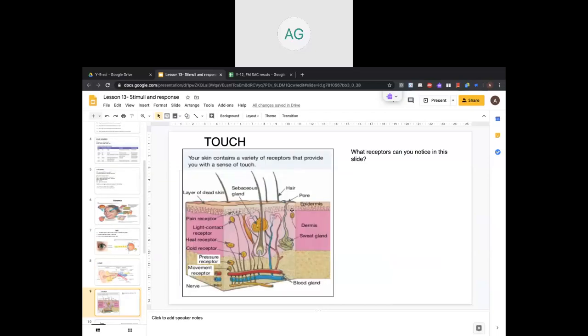Then for the touch, so you can see a lot of cells here for pain receptor, light contact receptor, heat receptor, cold receptor, pressure receptor, movement receptor, and the layer of dead skin. So just mention all of those receptors here. What do you notice? So that helps your skin to experience any touch.